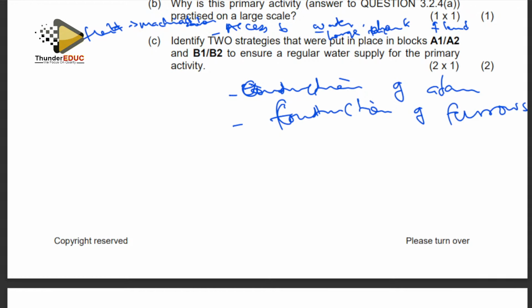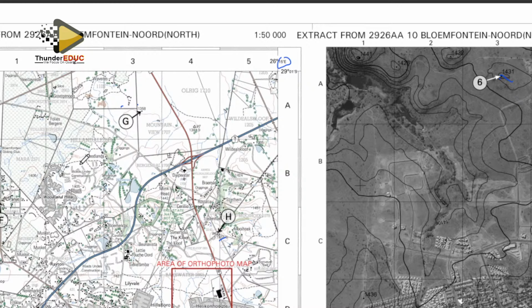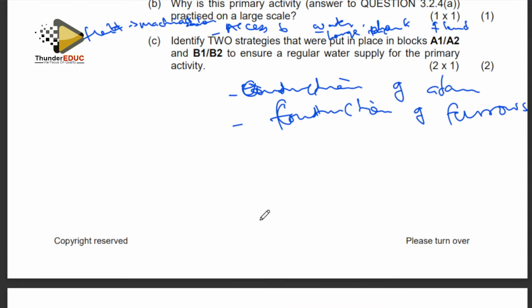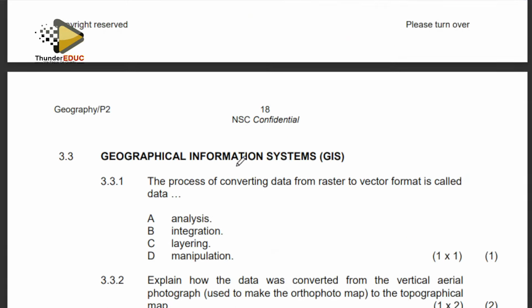Okay. I don't know if there is any other evidence you can see, but I'm seeing the furrows, but I'm also seeing a reservoir here. So that means there is also a reservoir. Okay. The existence of a reservoir. These are all related to water supply for agricultural products.